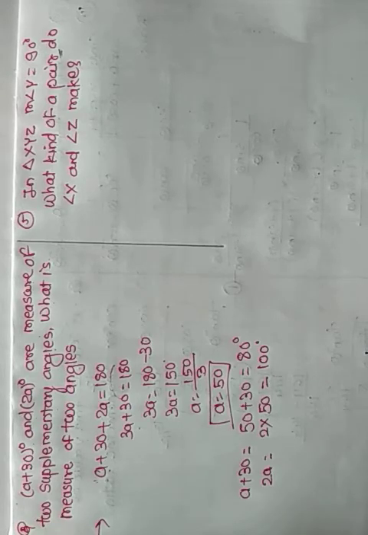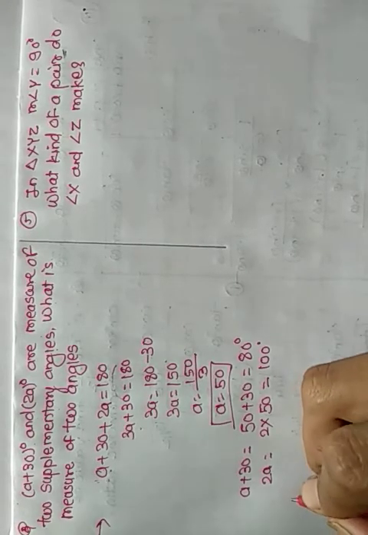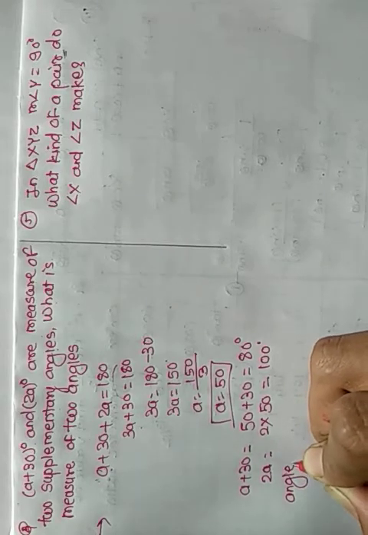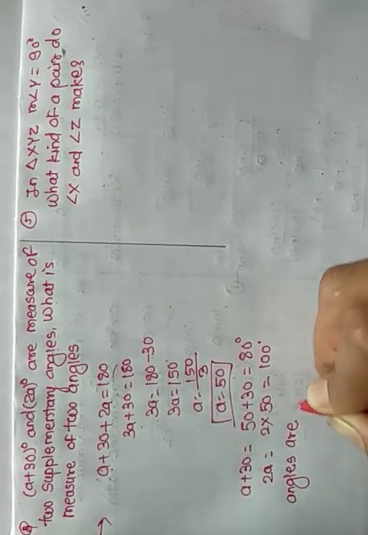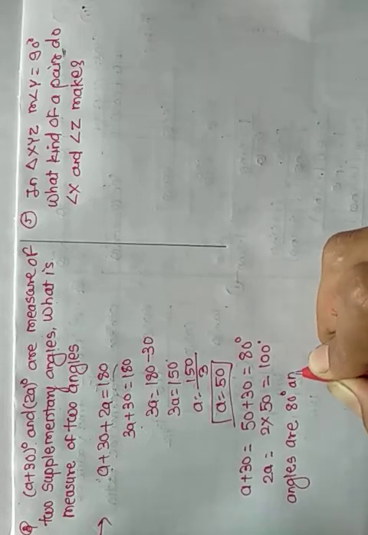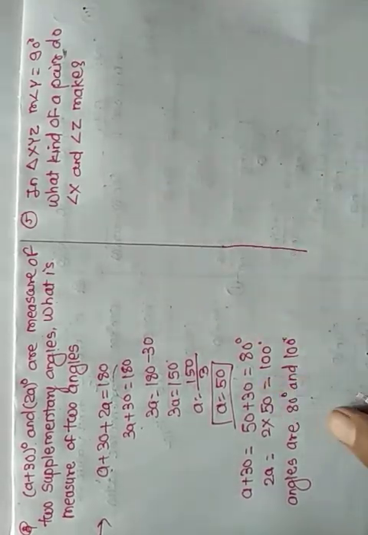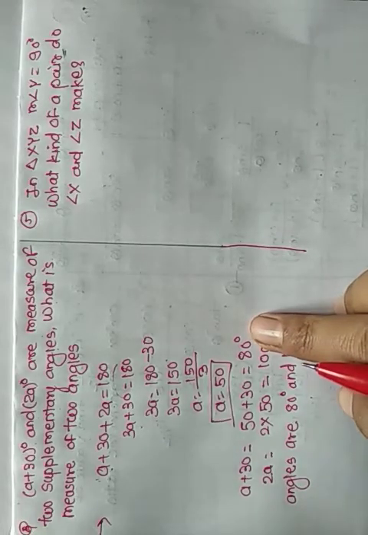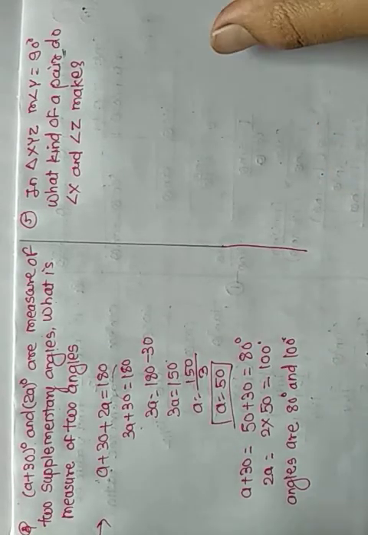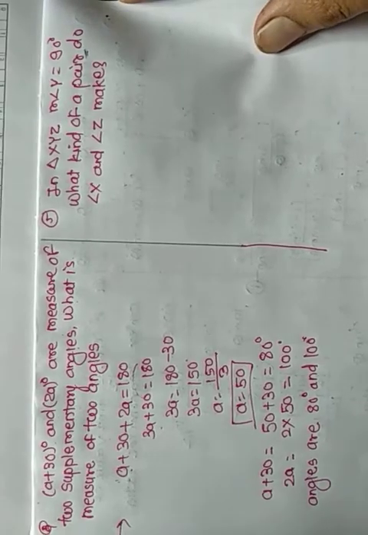The measures of the angles are 80 degrees and 100 degrees. Check it: 100 plus 80 is equal to 180.